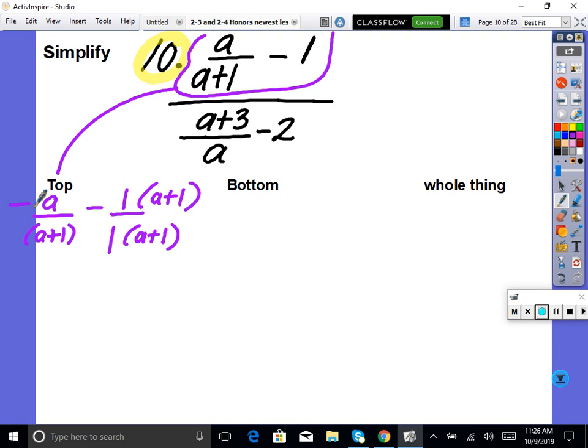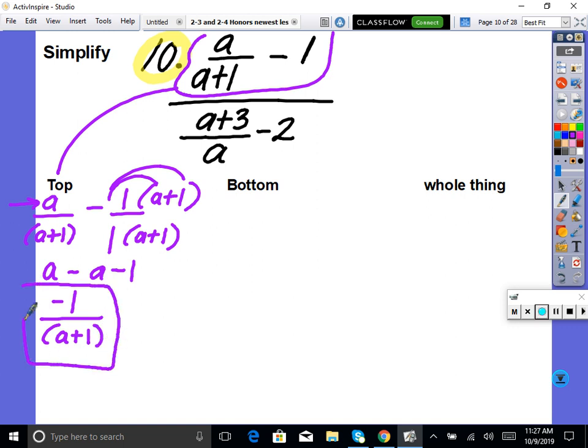So don't we now combine the top? So we have a, then we have to distribute our negative through. So won't that become minus a minus 1 on top, right? So in our numerator, we're going to have negative 1. And that was all over the common denominator of a plus 1. Do you agree? Okay, I'm going to put a box. That was my top. Let's do now the bottom right here.